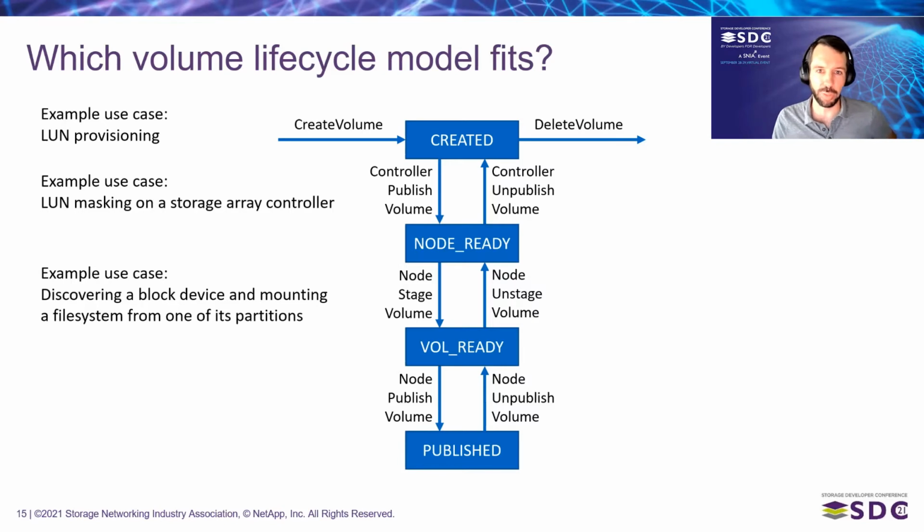So create volume might reach out to the array and provision a brand new LUN on the array. Before controller publish volume would do LUN masking. So it would reach out to the array and make sure that the volume was available on a particular node in the cluster. And then node stage volume might be an opportunity for the node service to do things like discovery, handle multipathing, and mount a file system from one of the partitions of a block device onto the node itself before node publish volume bind mounted that volume into the actual container namespace.